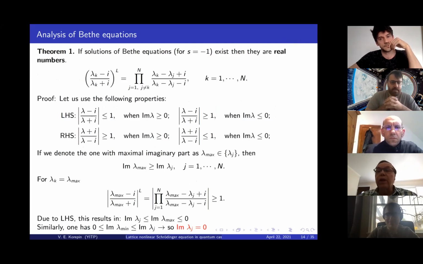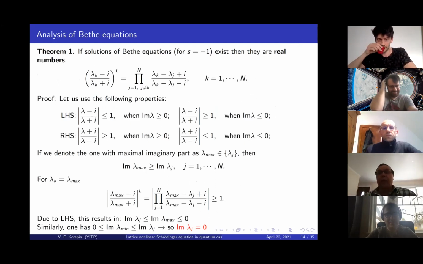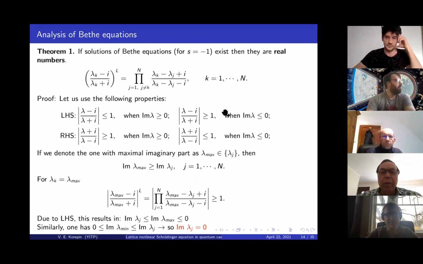Let's prove the first theorem. If solutions of the Bethe ansatz equation exist, then all of them are real numbers. How can I possibly prove this? First of all, let's study the properties of the factors. This is really trivial. I don't want to waste time. This is correct, believe me. So let's have in mind these properties of the factors. Let's prove that if solutions lambda exist, then all of them are real numbers.